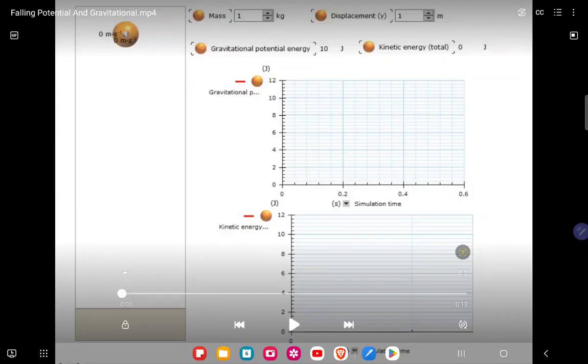As another model, we dropped a ball with mass 1 kilogram, and displacement in the y-axis is equal to 1 meter. Starting from this position, we only have gravitational potential energy, which is equal to 10 joules. The kinetic energy is equal to 0. No friction, no air resistance whatsoever. In this case, we start the simulation.